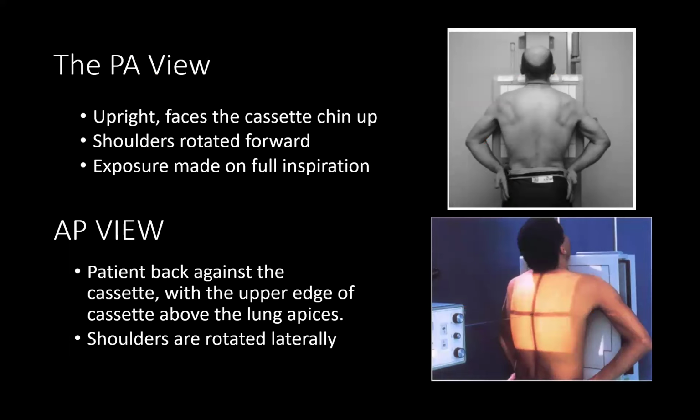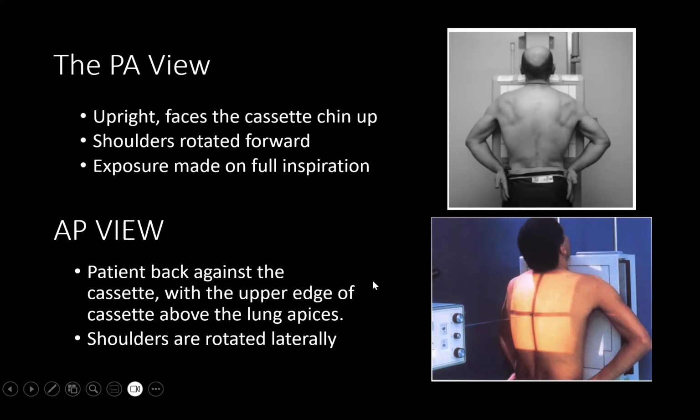Now, when commonly acquiring a radiograph, one uses a PA view. This is a postero-anterior view as seen in this image. The X-ray enters from the back of the patient and passes out from the anterior aspect of the chest to fall onto the cassette that you see here. Now, the patient is always upright, faces the cassette with his or her chin up. The shoulders are rotated forward and an exposure is made on full inspiration.